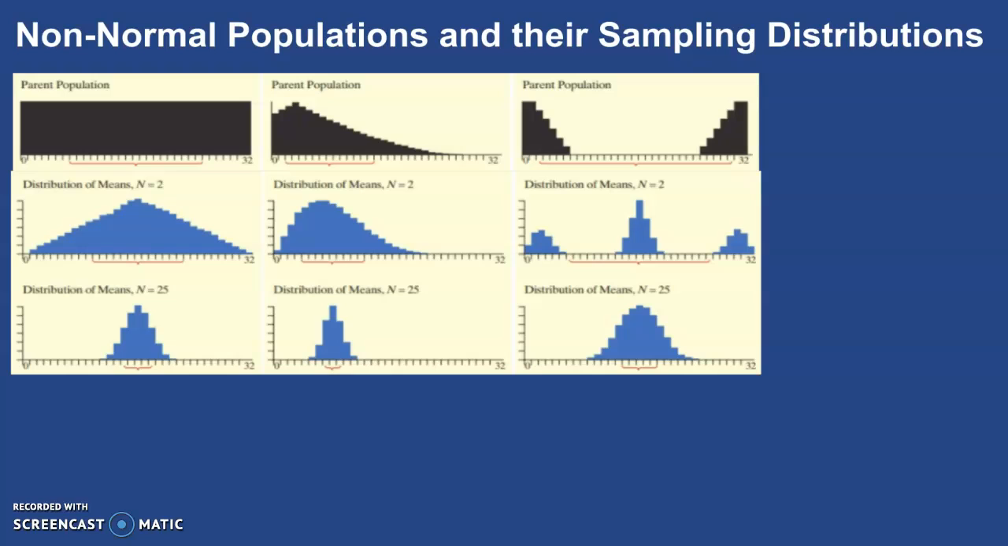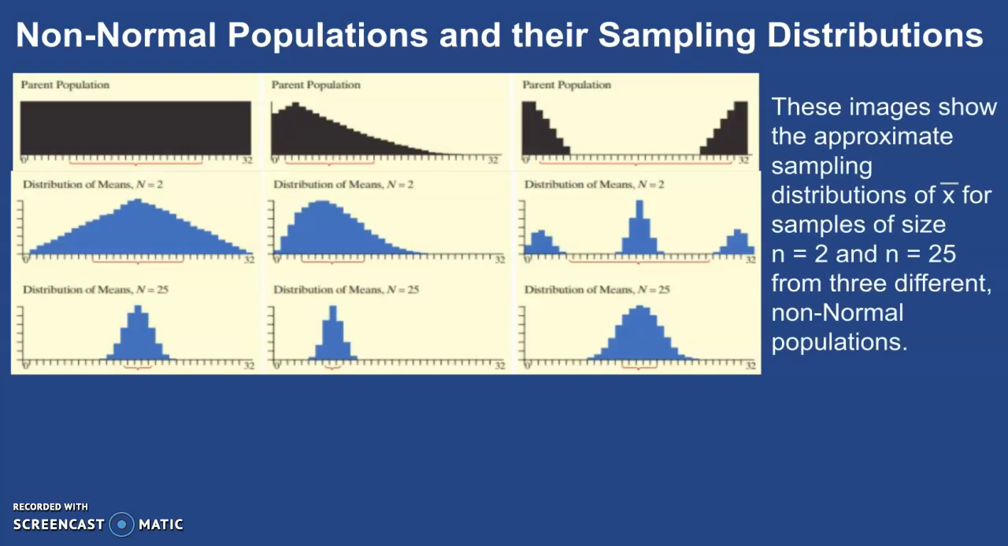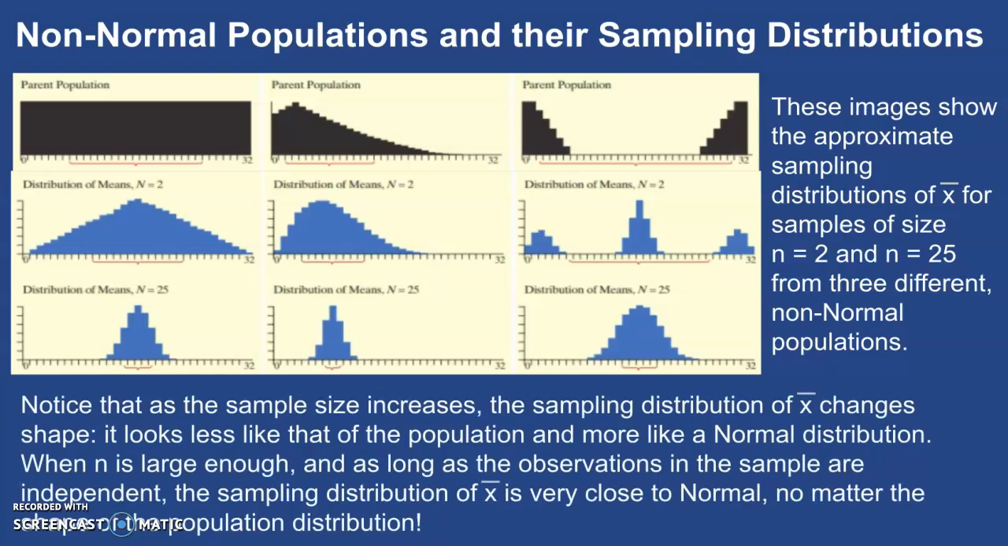The second row is the distributions when you take samples of size 2. So these are sampling distributions of samples of size 2. And in the bottom, sampling distributions of samples of size 25. So these images show the approximate sampling distributions for x bar for samples of size n equals 2 and n equals 25 from 3 different non-normal populations.